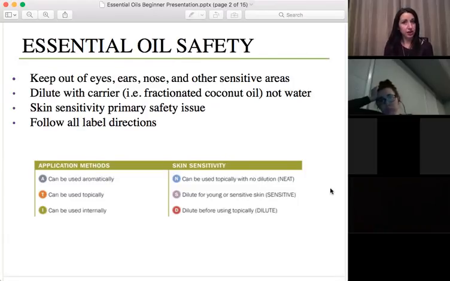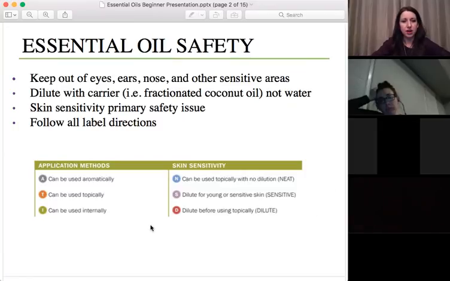Like I talked about earlier, you always want to dilute when you're applying topically, but don't mix the oil with water, since oils don't mix with water. You want to mix it with lotion or some kind of carrier oil. Really, the primary safety issue when it comes to essential oils is skin sensitivity. So when you're using a new essential oil or using an oil on your child, you can do a patch test first. Make sure it's diluted, put it somewhere on their arm, and make sure there's no sensitivity there. And just follow all of the directions on the label.